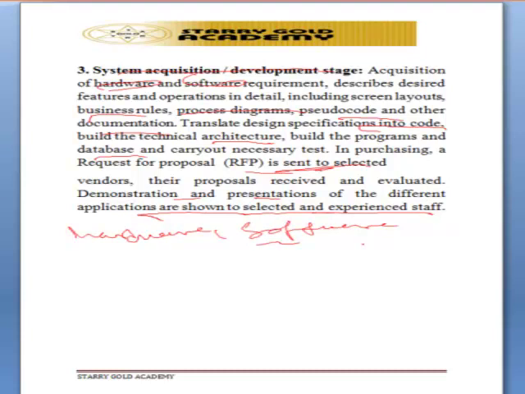That is the hardware that will be required, the software that will be required, and also what will be the features or characteristics of the proposed system. We have to look at the screen layout, the business rules, process diagrams, syntax code, and other documentation. And when we say documentation, it simply means the process of establishing a permanent record of a computer file or of a program.